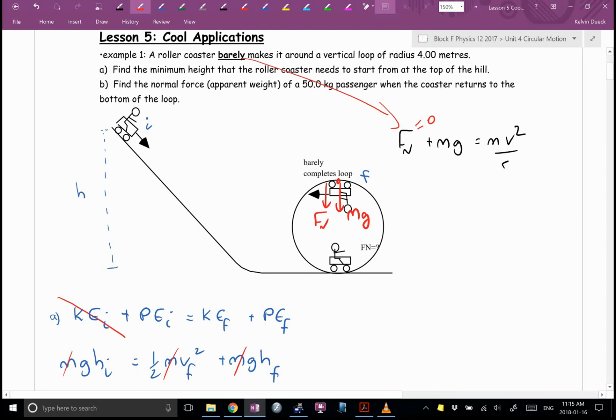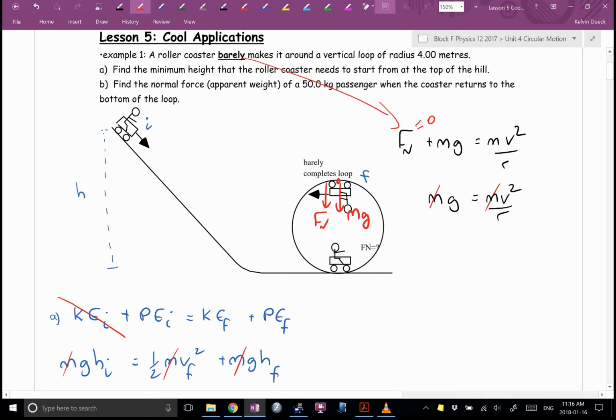So I actually get this: mg equals mv squared over r. Hey, Jaden, can little kids and grown-ups still go on this ride? Yes. Oh, that's convenient.